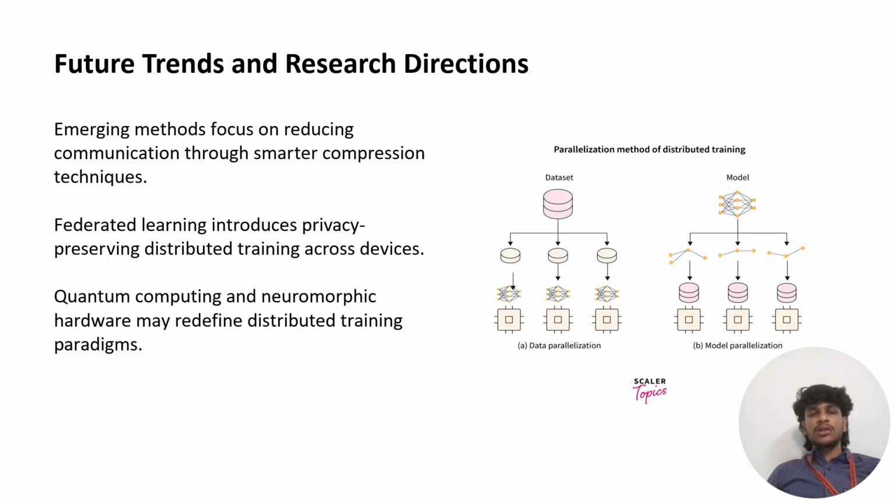Future trends and research directions. Emerging methods focus on reducing communication through smarter compression techniques. Federated learning introduces privacy preserving distributed training across devices. Quantum computing and neuromorphic hardware may reshape distributed training paradigms.